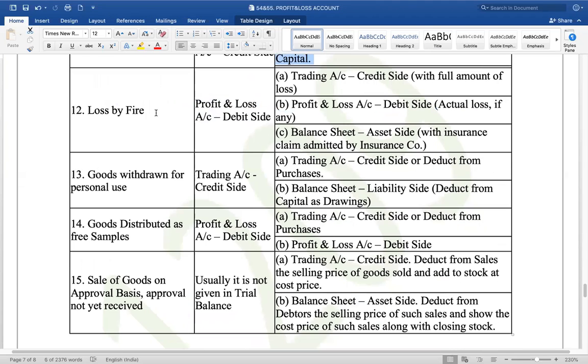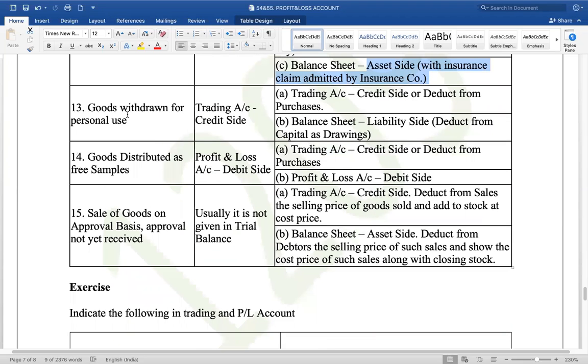Now, loss by fire. If it is given in the trial balance, simply debit to the profit and loss account. There ends the matter. But if it is not given in the trial balance, but as additional information, you have to take it on the credit side of the trading account with the full amount of loss, and debit to the profit and loss account with the actual loss. Then take it on the asset side of the balance sheet. If you have any insurance claim, that has to be deducted. After taking that deduction, whatever net is available, you take on the balance sheet.